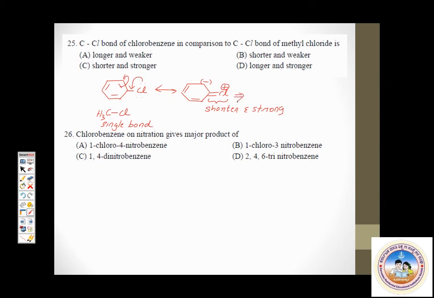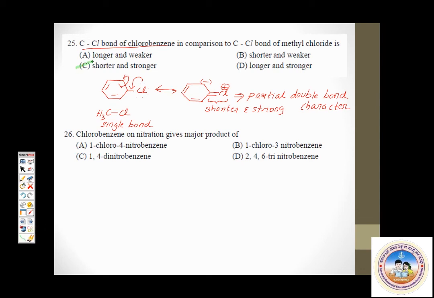Partial double bond character. So that's the reason why you can say the carbon chlorine bond in chlorobenzene is shorter and stronger, because of its partial double bond character. Double bond means it is stronger and shorter than single bond. So chloromethane has a single bond, whereas chlorobenzene has a partial double bond. Therefore, the bond in chlorobenzene is shorter and stronger. Option C. Shorter the bond, stronger it is. Okay. Yes, that is question number 25.